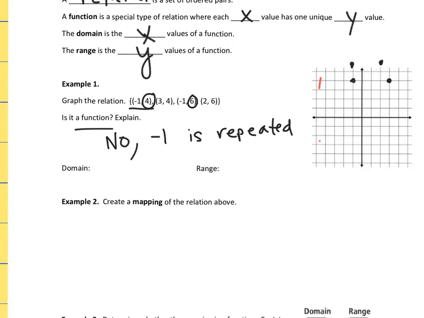So the domain, they're all the x values. You want to write it in set notation, so I'm going to use one of these brackets, and I'm going to always write my domain from least to greatest and not repeat any numbers. So it's -1, 2, 3. Same with range. I'm going to write the least y value is 4 and then 6 and close the bracket.